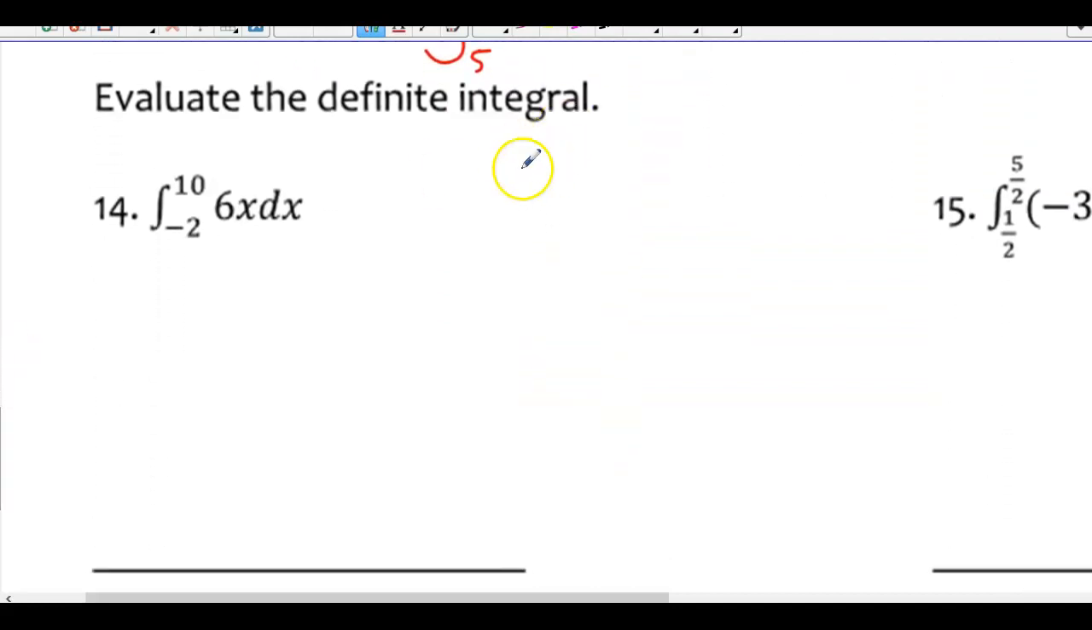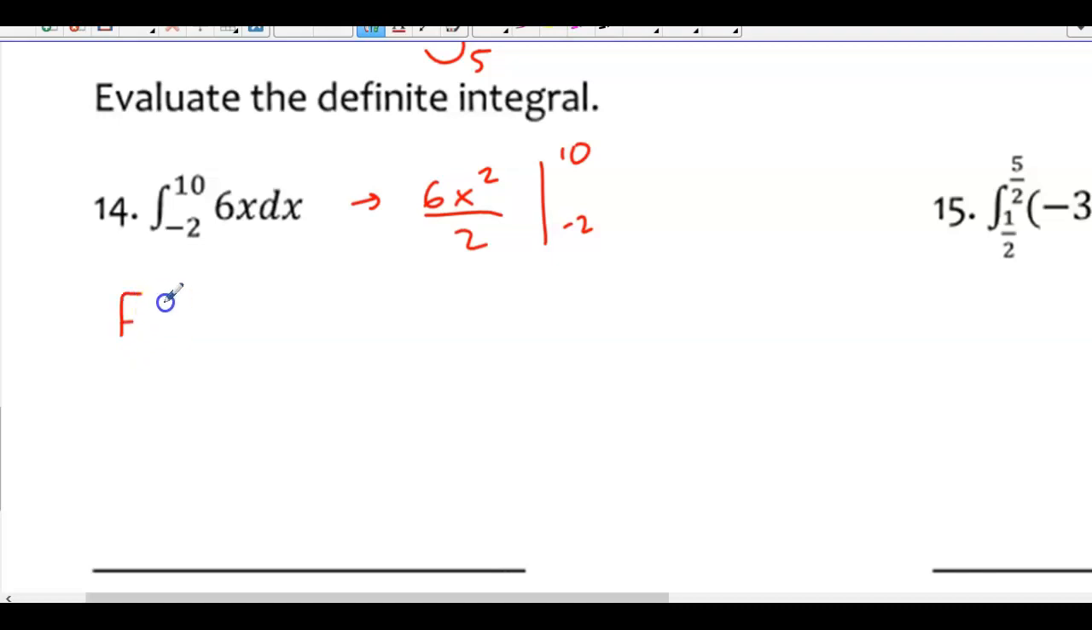Now evaluate the definite integral. This is calculator work. But for the sake of showing work, because remember, you want to show partial credit because you might punch that in wrong. And if you're wrong, the partial might help. So if you integrate this, that's going to be 6x squared divided by 2, and we're going to integrate from -2 to 10. All you have to show is this for work.